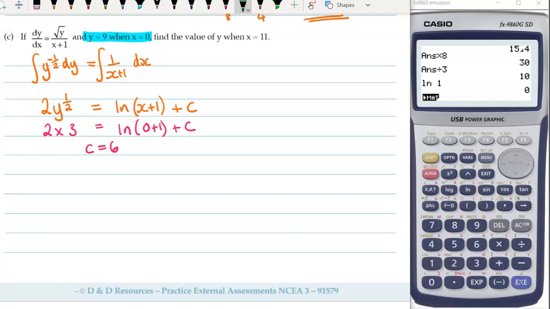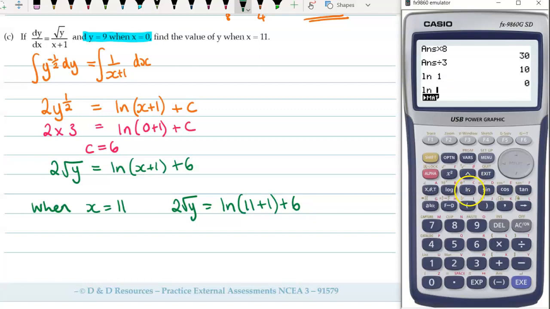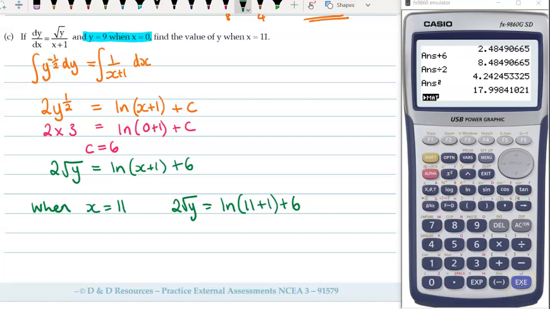Now if we put that back into our formula, 2 times the square root of y is equal to the natural log of x plus 1 plus 6. So when x is 11, we have 2 root y equals log of 11 plus 1 plus 6. Okay, so then log of 12 plus 6, divide it by 2, and then square it will give us y. And that rounds to 18.